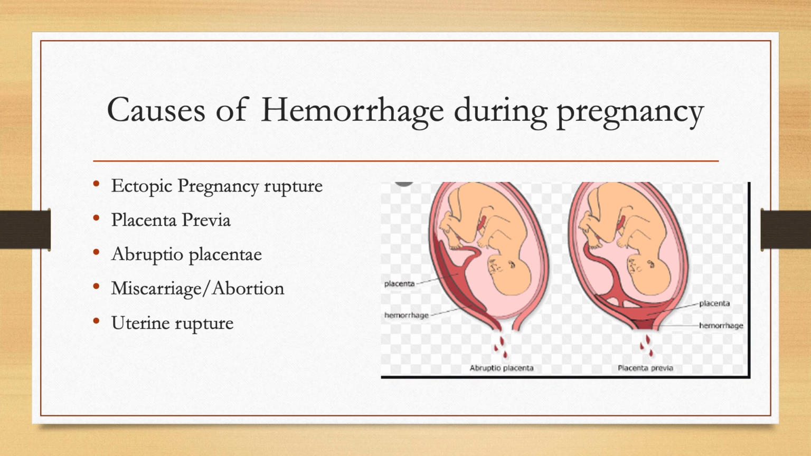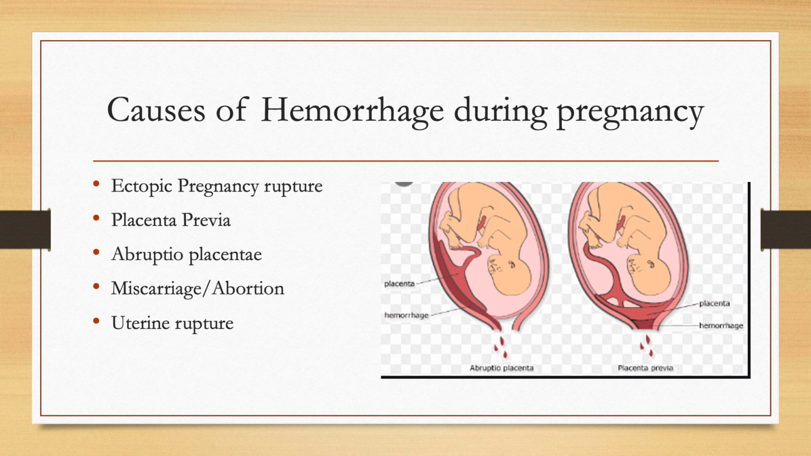We have an ectopic pregnancy. An ectopic pregnancy is basically when the egg is fertilized and implants outside of the uterus, such as in the fallopian tube. This happens in 95% of ectopic pregnancies where it implants in the fallopian tube.